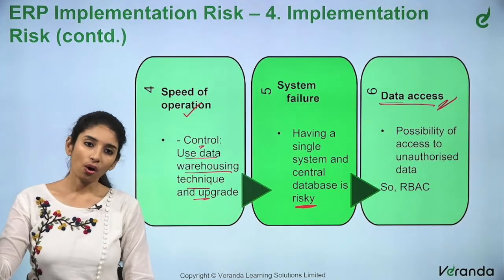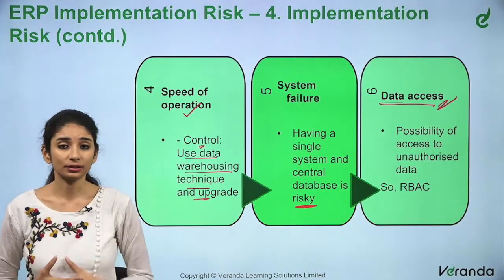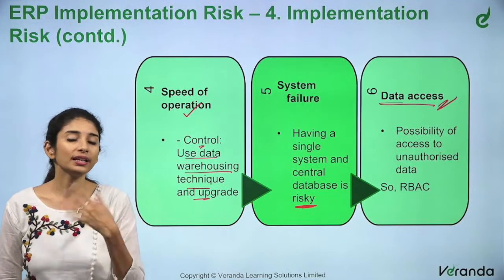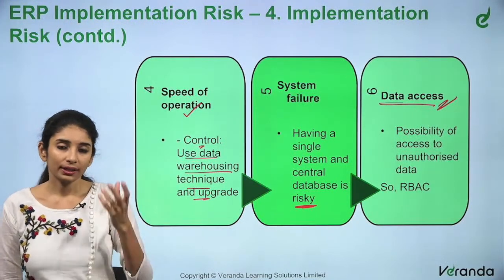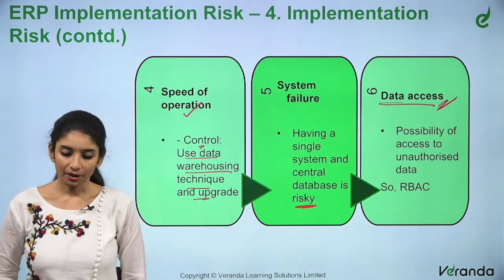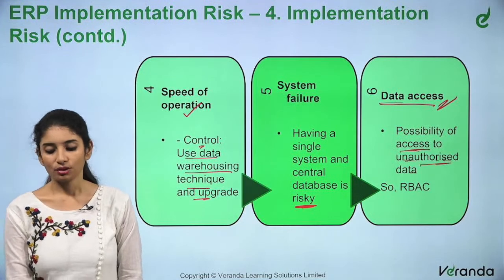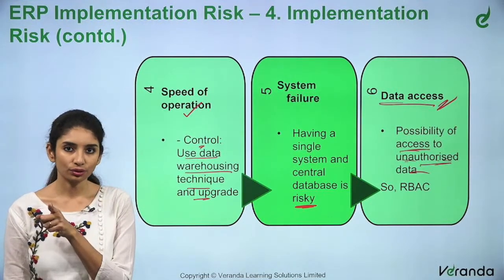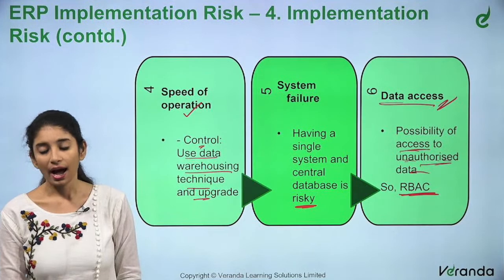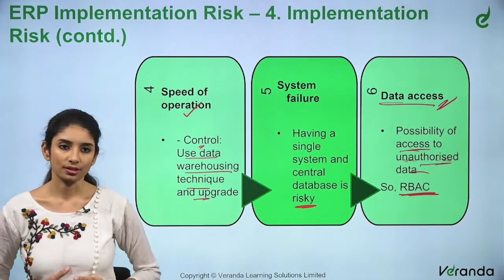Under an ERP, all the modules are together. Do you want someone to see the entire list of your customer database? Tomorrow if they leave the organization with that report, they will be able to take your customers into their company. So data access: possibility to access unauthorized data. Now I told you every risk has a control. Now this control is going to be RBAC. Restrict the access to the authorized users.